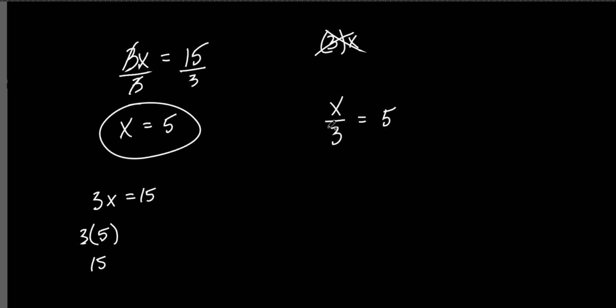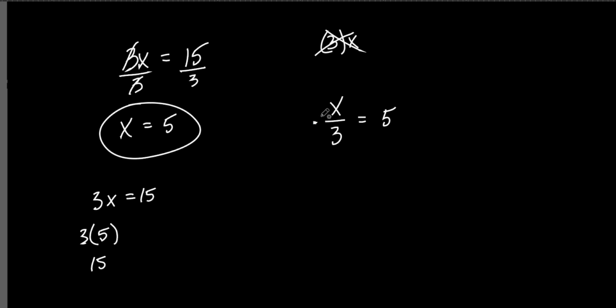So how do we get rid of something that's being divided? We multiply. Okay, we get rid of it by doing the opposite operation. So if it's being divided, we get rid of it by multiplying. This is probably the one that's the trickiest out of the 4 that we're going to do here. All right, but it's really not that hard if you understand what you're doing.